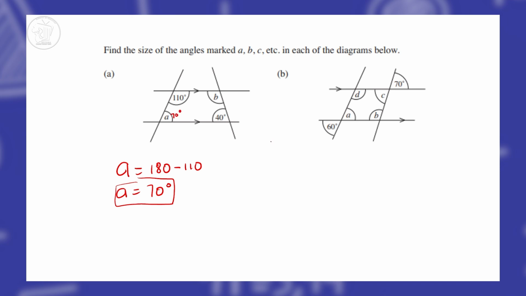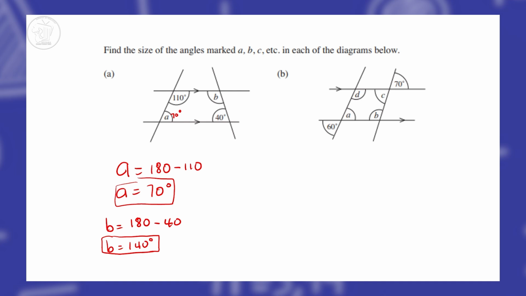Next, we want to find angle B. For angle B, once again, it's a co-interior angle. We see a C is formed, but it's a back to front C. So we can say angle B is equal to 180 subtract 40 this time. So B would be equal to 140 degrees, because it's a co-interior angle.